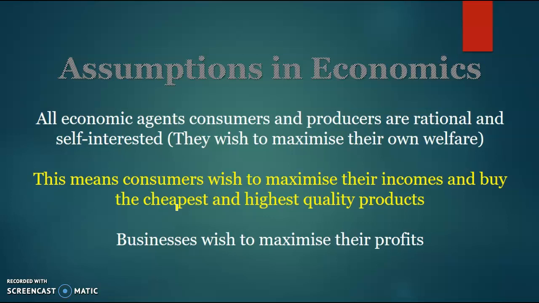Now, there are some assumptions we make when we're talking about economic agents. When you see the word economic agents, we're talking about basically all the main players in an economy. So consumers, businesses, producers, the government are all examples of economic agents. But essentially we're assuming that they're all rational, which means that they're all acting in their own self-interest. So consumers want to buy the best quality products at the lowest prices, and producers want to make as much profit as possible by selling products at a high price generally.